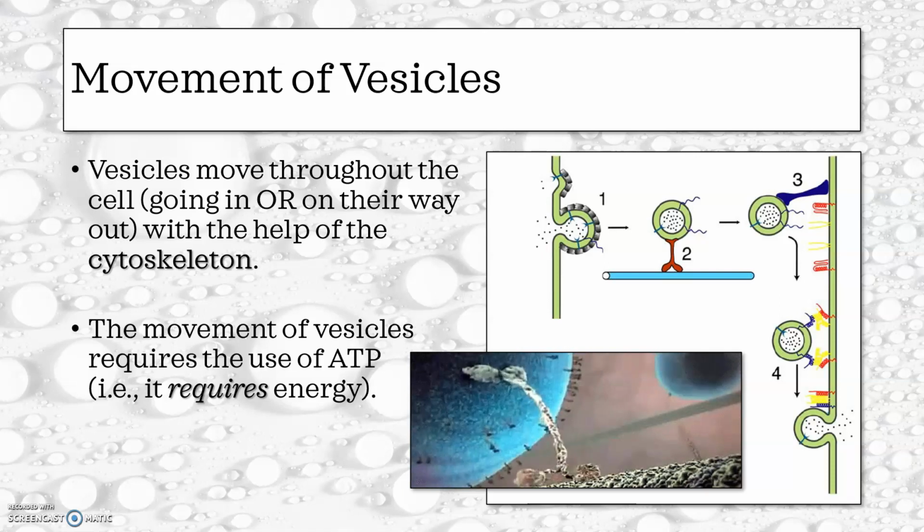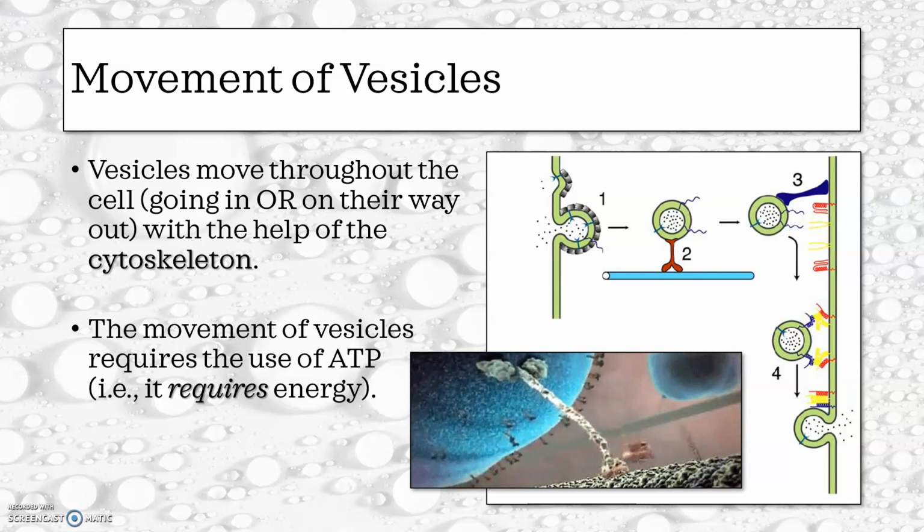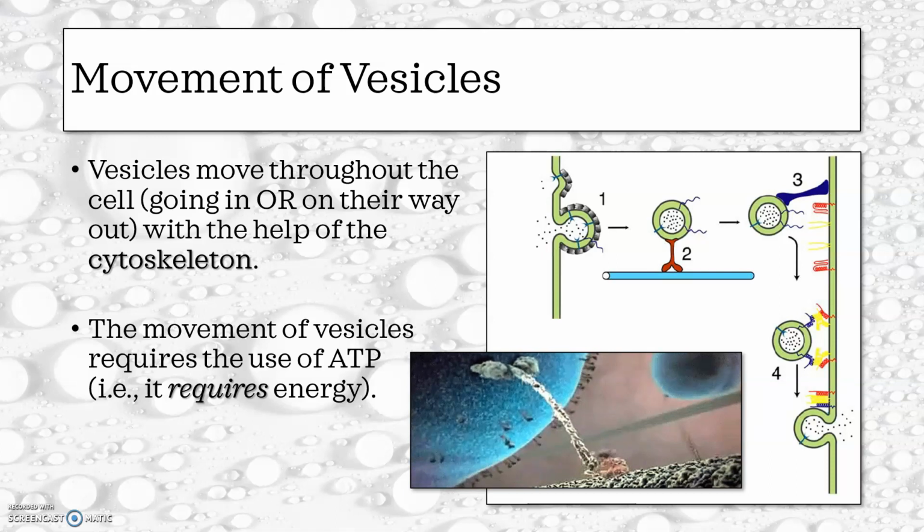So in terms of the types of transport, we'll talk about active versus passive transport. Active transport is the type of transport that requires energy. So both endo and exocytosis would be an example of active transport.